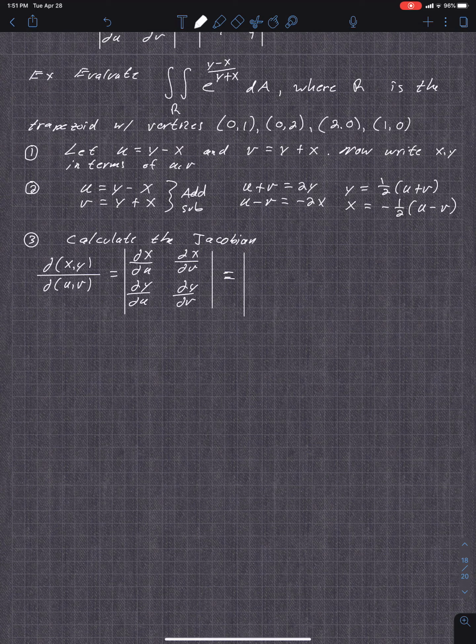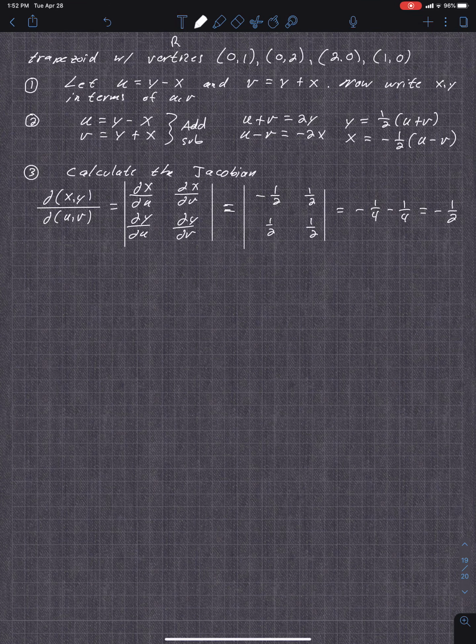So go ahead and try those, x_u, x_v, y_u, y_v. Okay, and you'll get negative 1/2, 1/2, 1/2, and 1/2. Okay. So then do that calculation. It's negative 1/4 minus 1/4, which is equal to negative 1/2.